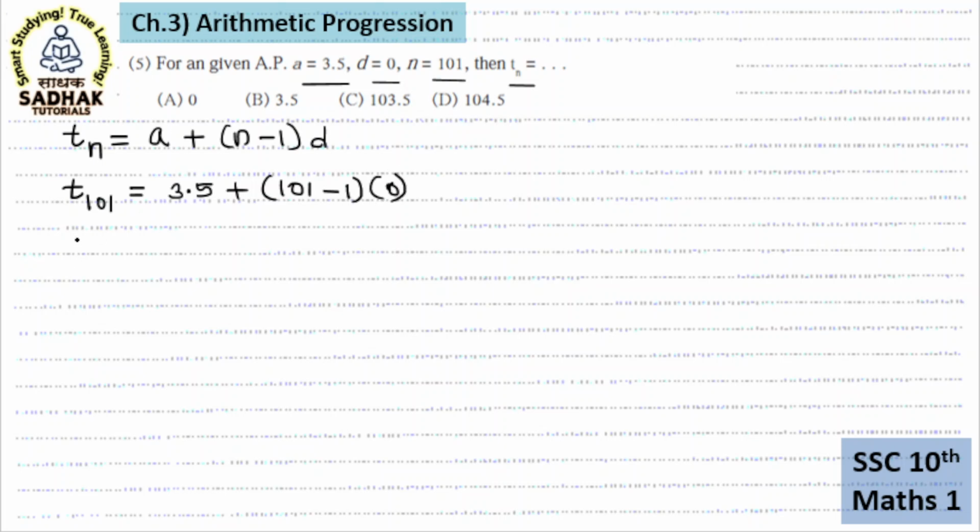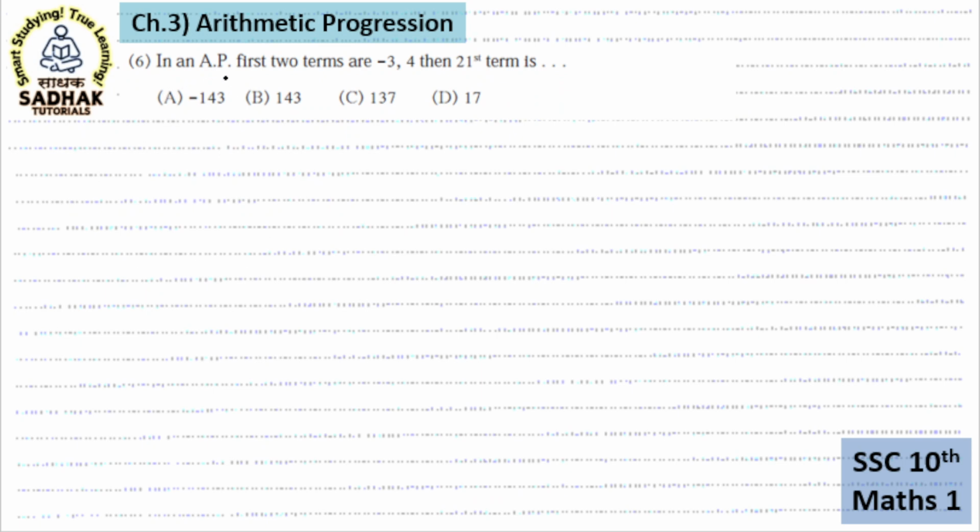So T101, that is Tn, will be A, that is 3.5, plus n, as we can see, is 101 minus 1, and D is 0. So T101 will be 3.5 plus. Now see, whenever we are multiplying anything by 0, it becomes 0 only. So everything is 0. So this shows that T101 is equal to 3.5. So our answer will be option B, 3.5.